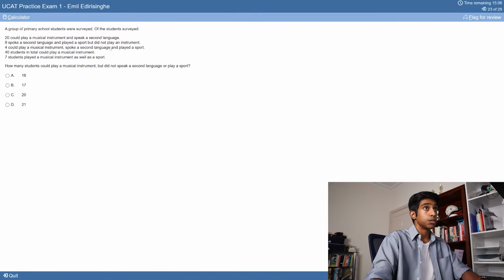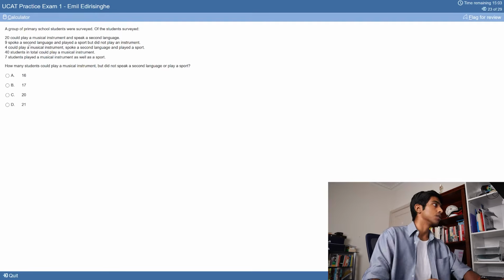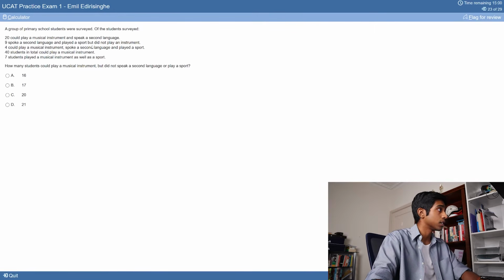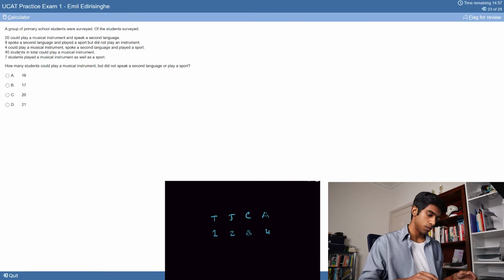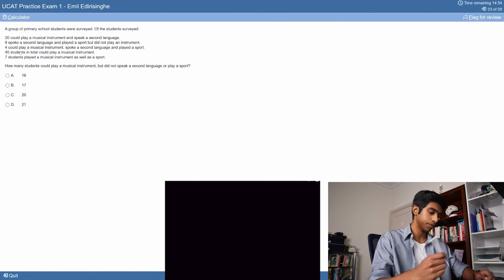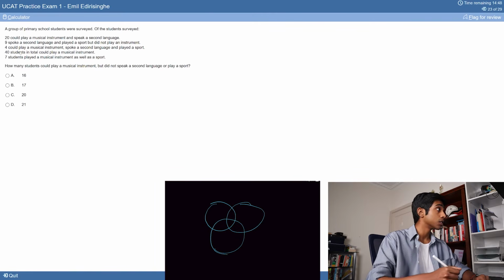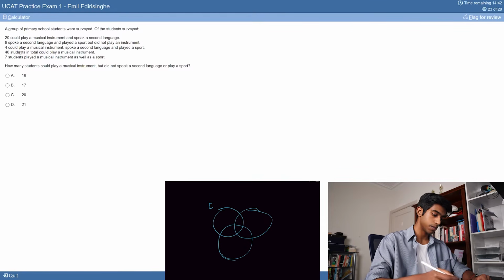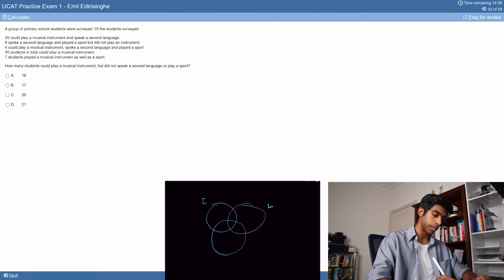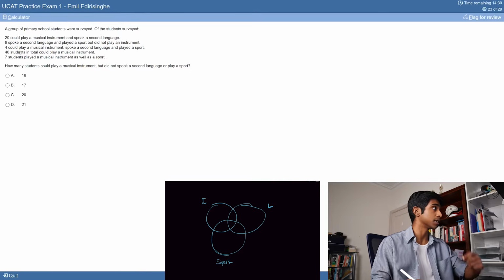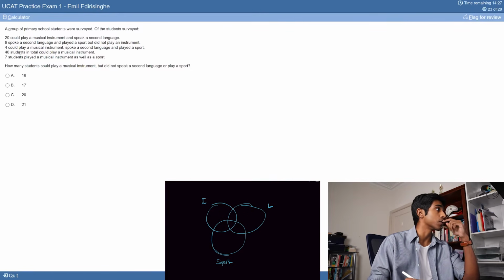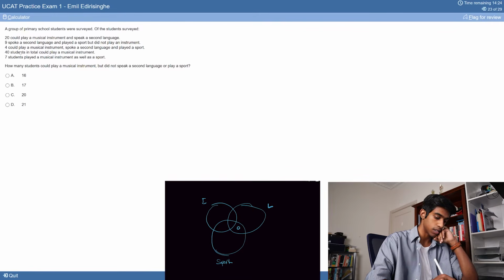Okay, a group of primary school students were surveyed. Of the students surveyed, 20 could play a musical instrument and speak a second language, 9 spoke a second language. Okay, I'm gonna do a Venn diagram. Let's go, instrument, language, and what is it, sport? Okay, so 20 could play a musical instrument and speak a second language, 9 spoke a language and played a sport but did not play an instrument, so that's 9.